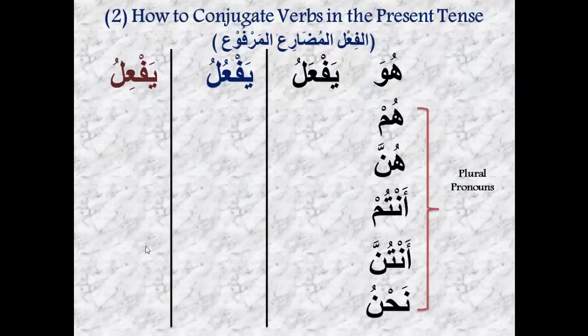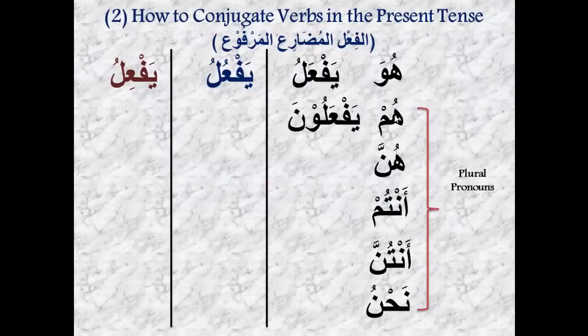Moving on to the rules for the plural pronouns, we have on the very top hum, which means they, masculine, hunna, they, feminine, antum, you all, masculine, antunna, you all, feminine, and nahnu, which means we. Again, each of these three columns represent the three different middle vowels that you can get on top of the middle root letter. Huwa yaf'alu, hum yaf'aluna.